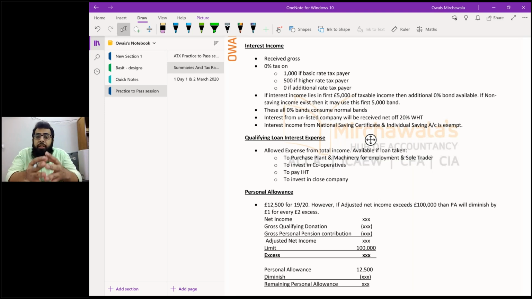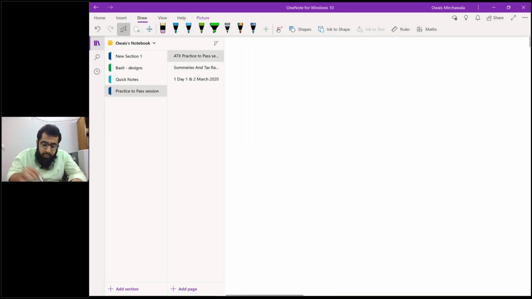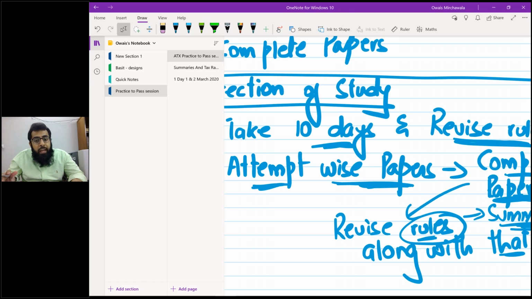You have to make sure that you practice 10 attempts of past papers at least 2 or 3 times.